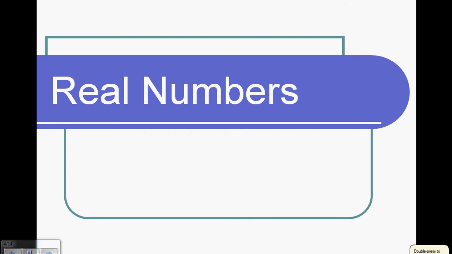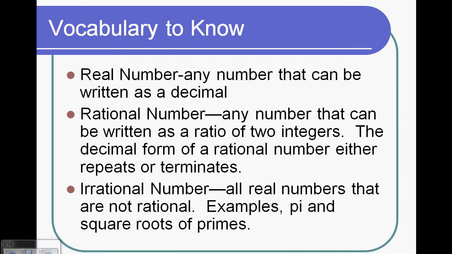This video refreshes your memory on the different types of real numbers and what a real number is. So remember that pretty much any number that you can think of that can be written as a decimal will be called a real number. That would include things like pi, square root of 5, 3, 1/3, 0.71569. Those are all real numbers.